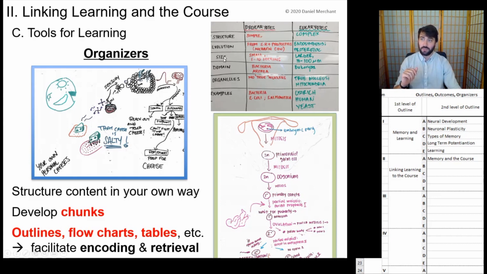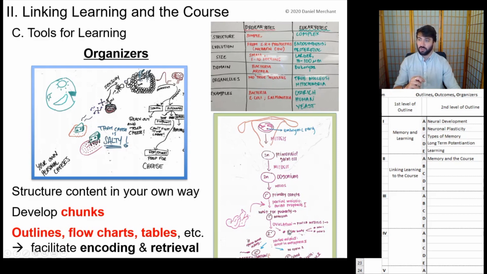So, for example, here we have this table on the top right of your screen that is comparing and contrasting prokaryotes and eukaryotes. And we've chunked together some of the differences based on categories. So we have structure, we have their evolution, we have the size, we have what domains make up prokaryotes and eukaryotes, we have organelles, and then we have some examples of the two. So in this way, you've created chunks of information to relate between these two types of organisms. Great. So that's how you can use a table.